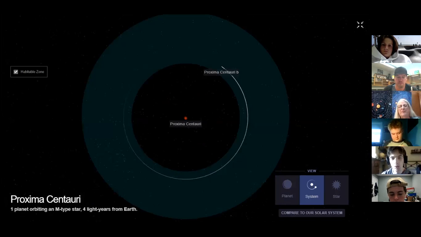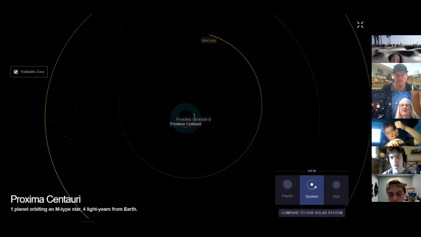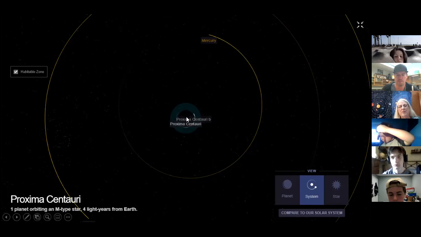Its orbit around Proxima Centauri, so here we have that little red dwarf star here. This planet is in that habitable zone. So this is the region from this star where liquid water can exist. So this planet is in that region. Comparing it to our solar system, the star and this planet are well within the orbit of Mercury.